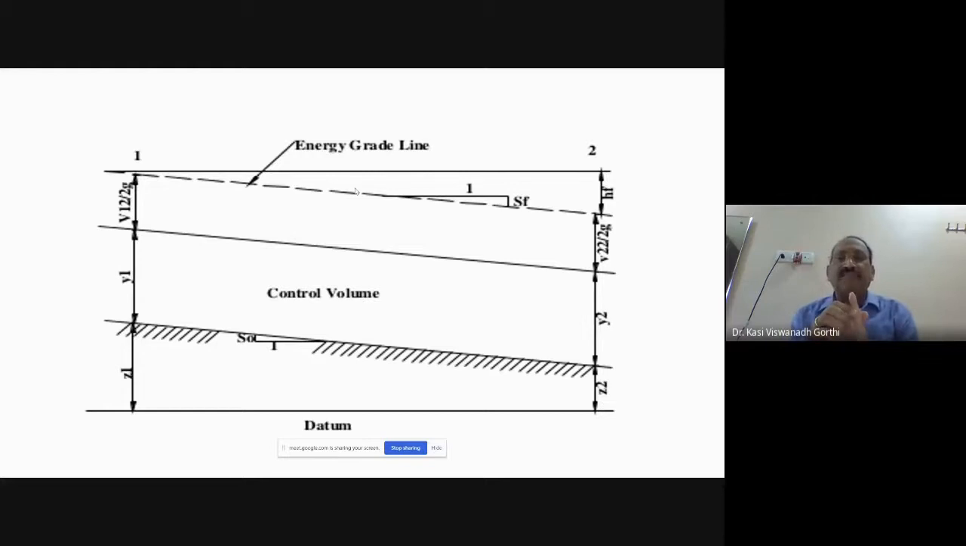Number one, for a uniform flow, the depth of flow remains constant. Y1 is equal to Y2. Number two, on application of the continuity equation, Q is equal to A1 V1 is equal to A2 V2, the velocity remains constant. V1 is equal to V2 for a prismatic channel. Number three, the slopes of the channel bed, water surface, and the total energy line are all equal. So these are the three important features of the uniform flow.